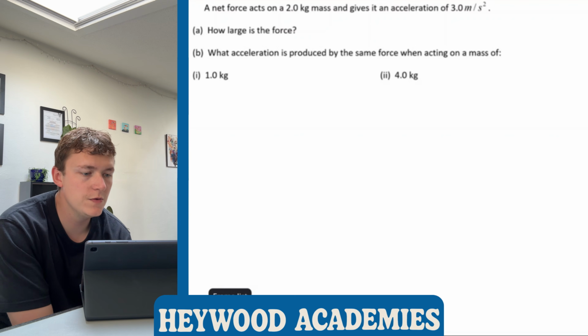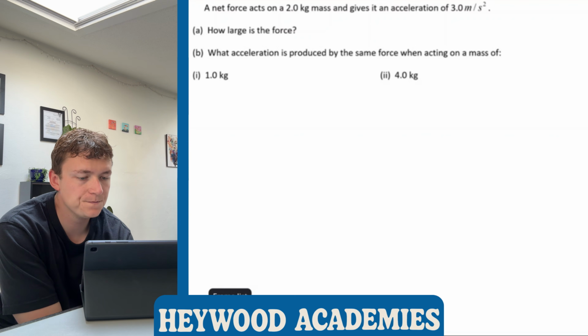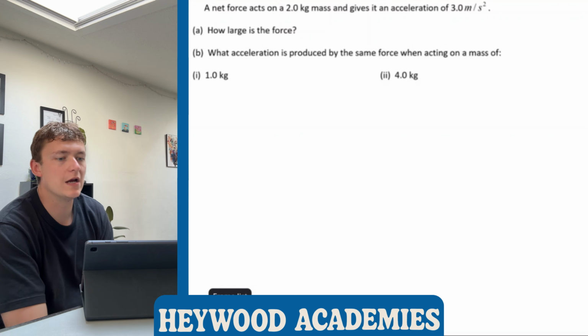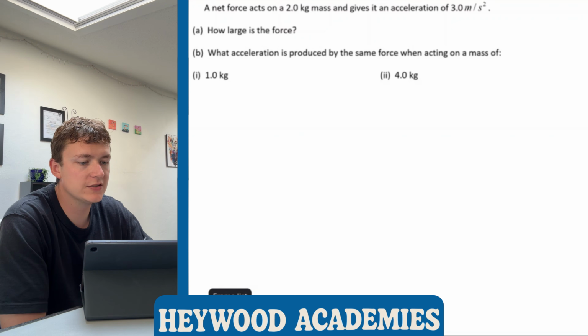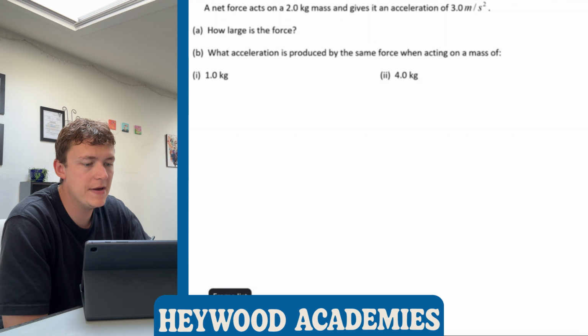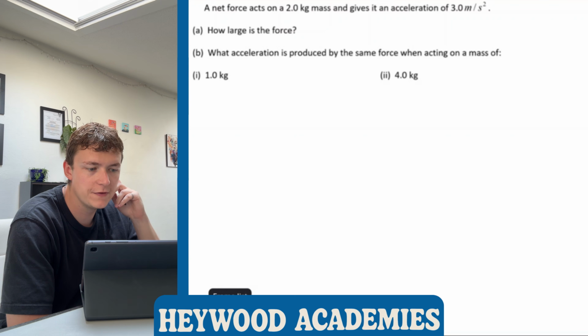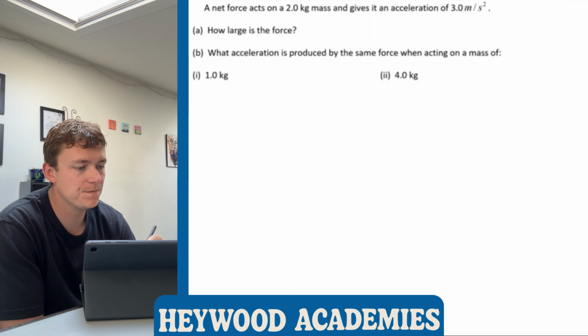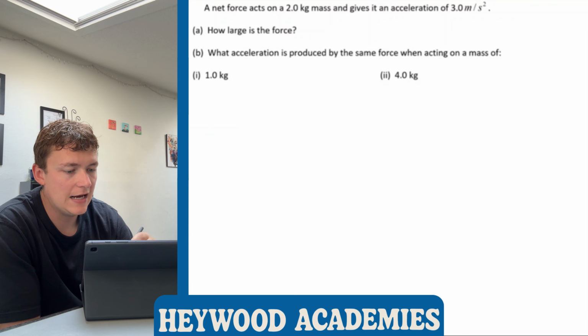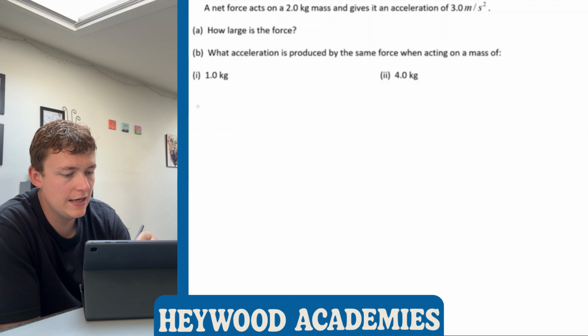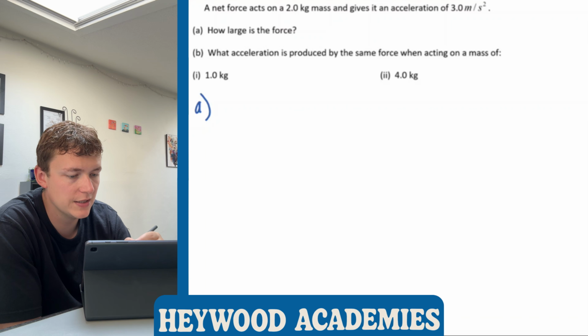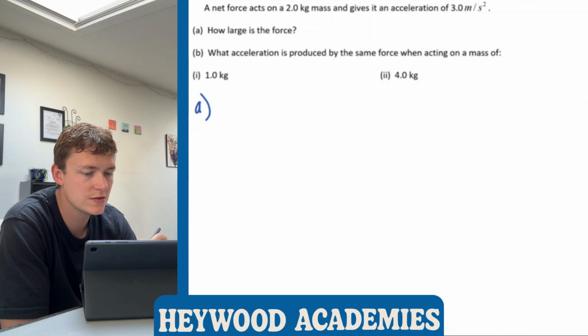All right, we're moving on to the forces questions. So here's the first one we got. Net force acts on a 2 kilogram mass and it gives an acceleration of 3 meters per second squared. How large is the force? And then a couple other questions for part B, but let's start with that one. How large is the force?